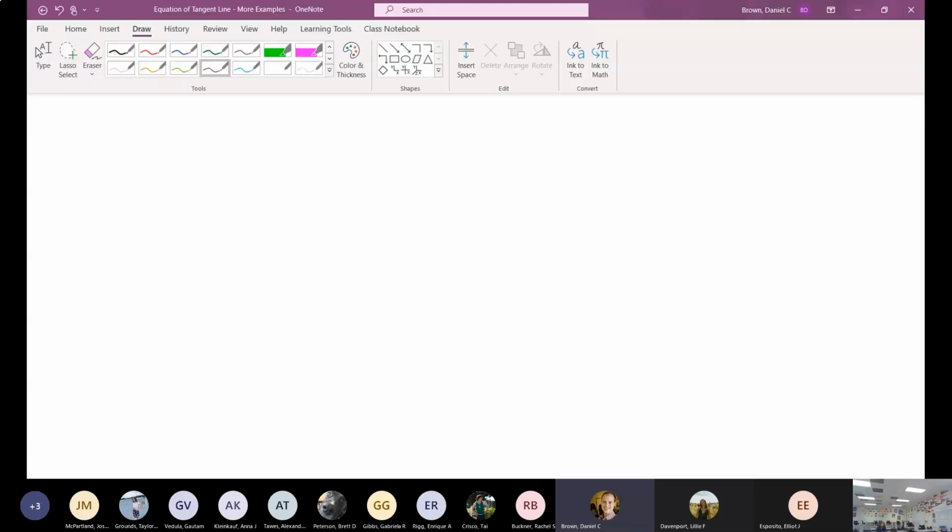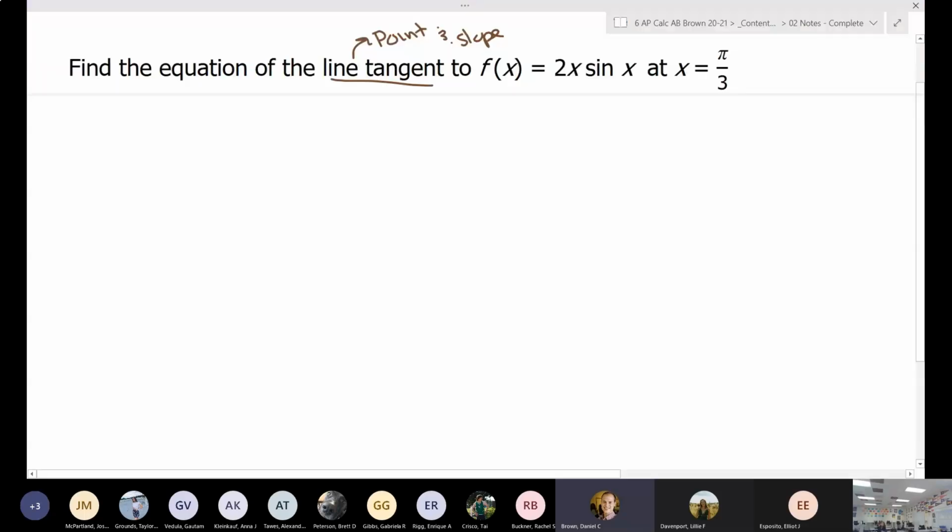The point's going to come from the original function, and then we know that the slope is going to come from the derivative. It doesn't matter which one you find first. I'm going to go ahead and find the point, because that means I don't have to do any derivatives yet. So I can go ahead and plug that x value into my function. So I have plugging in pi over 3 in for x.